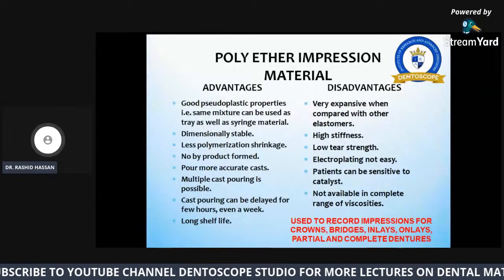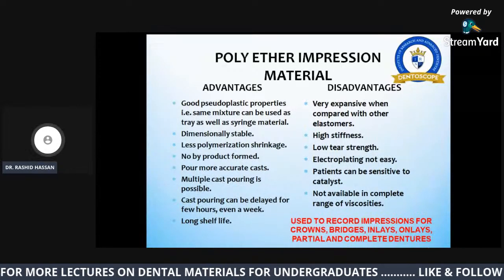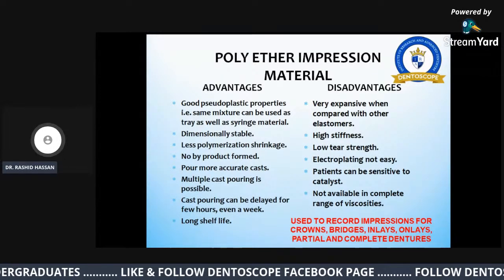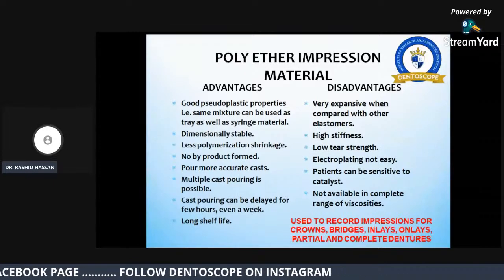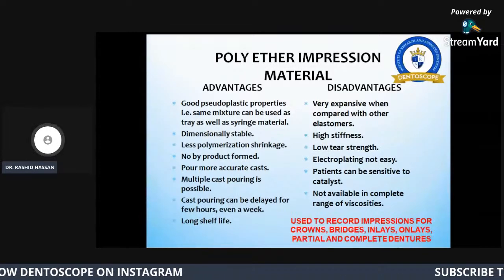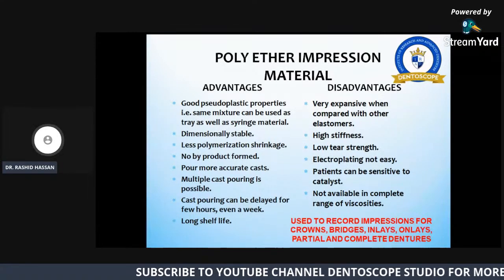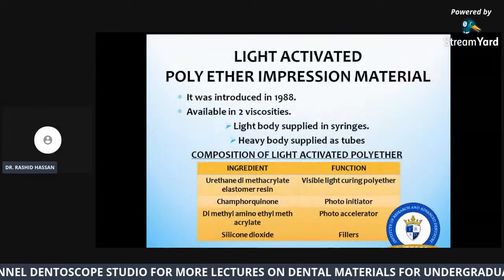You don't get a putty consistency, whereas the other three elastomers that you just went through a few moments ago were available in all four consistencies. Used to record the impression for crowns, bridges, inlays, onlays, and the complete denture. So you can easily fabricate these prostheses by using the polyether impression material.